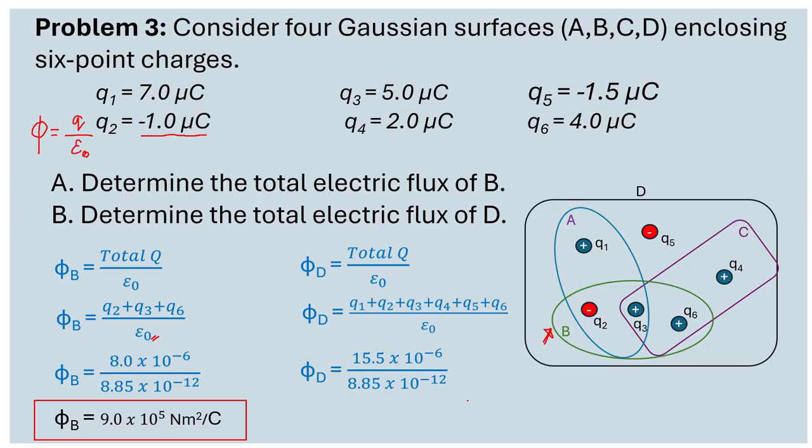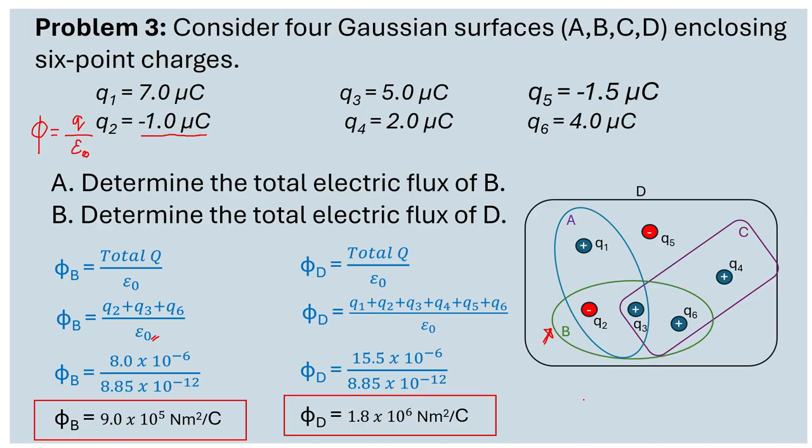Anyway, the result is 15.5 times 10 to the negative 6 for our total charge, divided by the permittivity, which is 8.85 times 10 to the negative 12. The result is 1.8 times 10 to the 6 Newton meter squared per coulomb. So that's the total electric flux inside D.